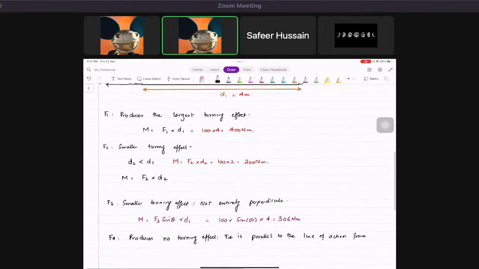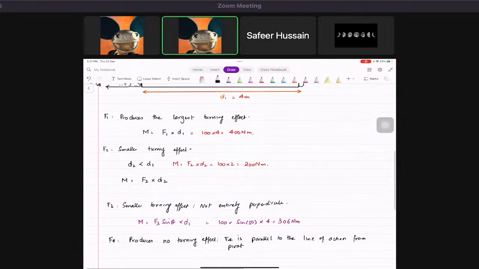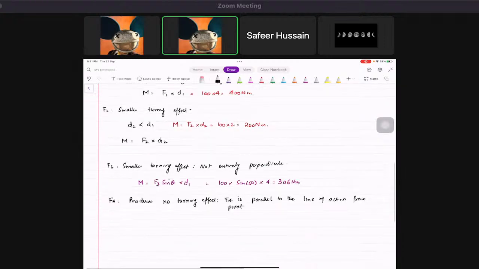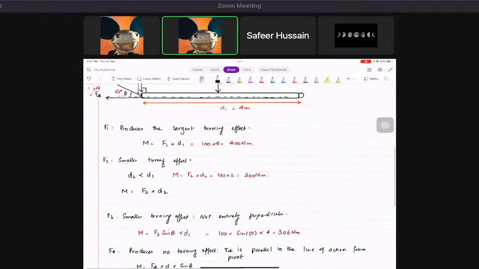So basically what I mean by this is, you see it's parallel to this, so it does not have any 90-degree angle to it. And if you look at the formula itself, the formula is M equals F times d times sine theta to find the perpendicular component, because this angle is 0 degrees.